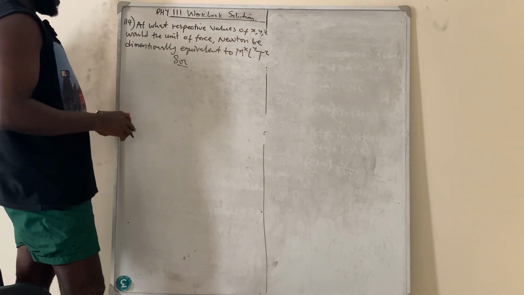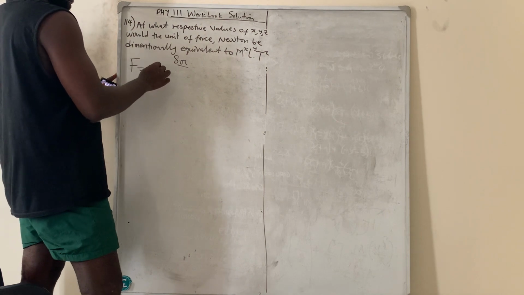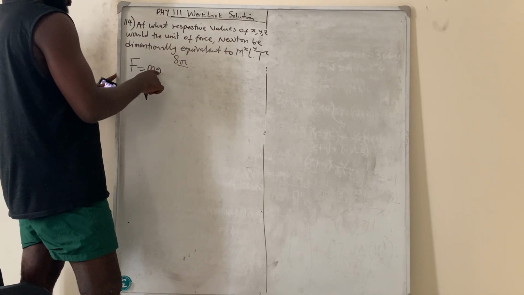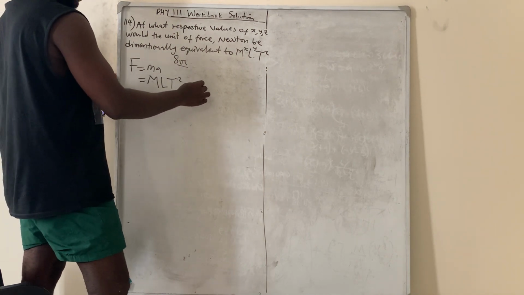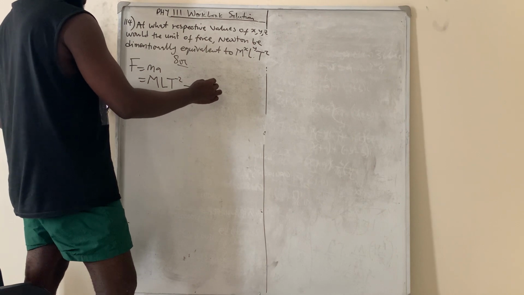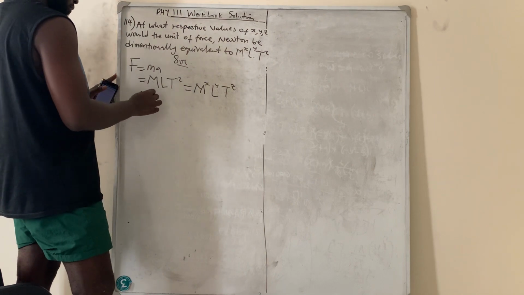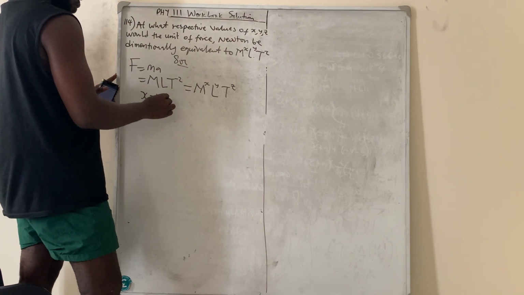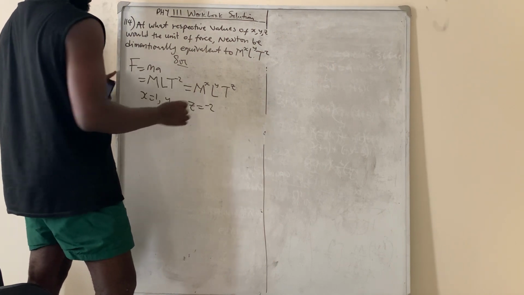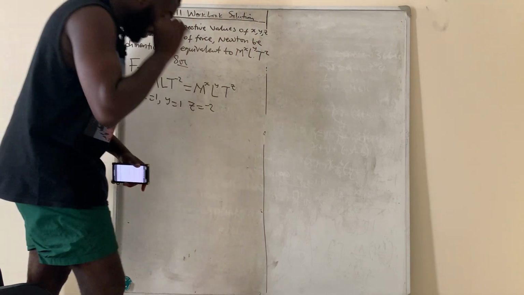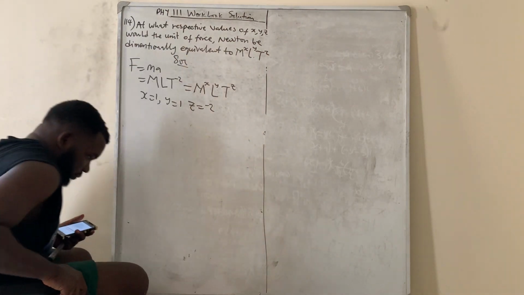Okay, solution. I know that force is equal to ma, which is mass times acceleration, in meter per second squared. So if you equate this to m^x l^y t^z, you will see that x is equal to 1, y is equal to another 1, but z is equal to -2. So that is the value of that. So go to question number 115.